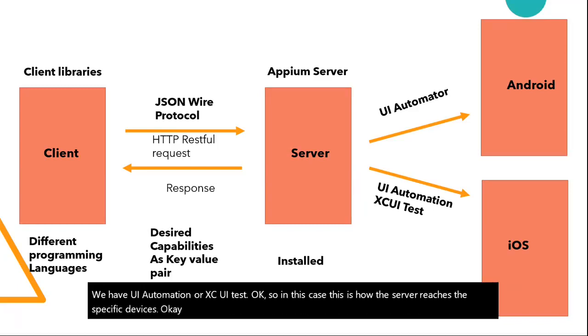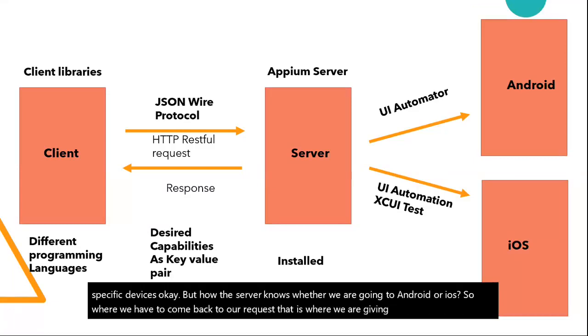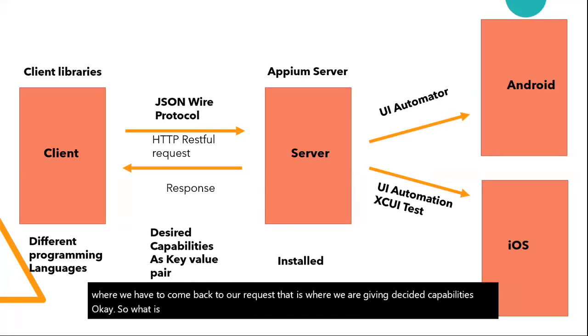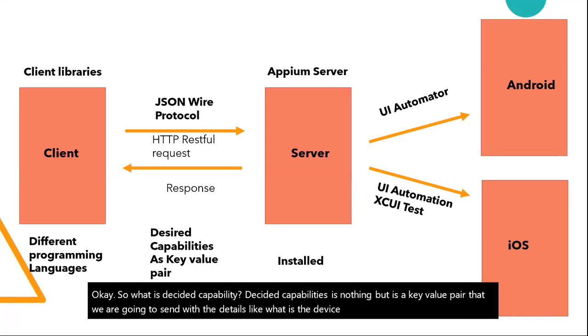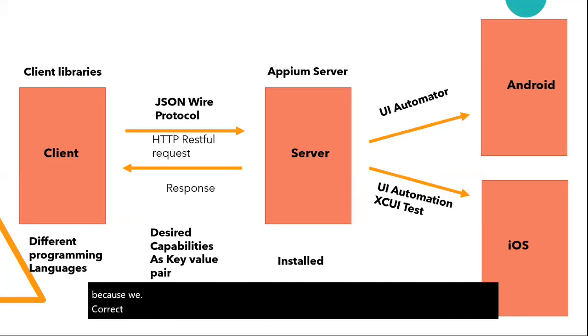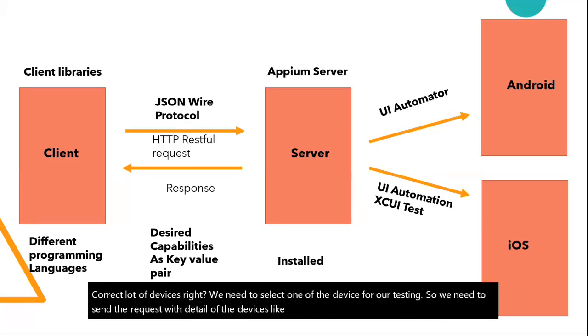But how does the server know whether we are going to Android or iOS? That is where we have to come back to our request, where we give desired capabilities. So what are desired capabilities? Desired capabilities are nothing but key value pairs that we send with details like what the device is and what the UDID of the device is, because we may connect a lot of devices. We need to select one device for our testing. So we send the request with details of the device like the OS version and the ID of the device, which we call the UDID. This is how it works.